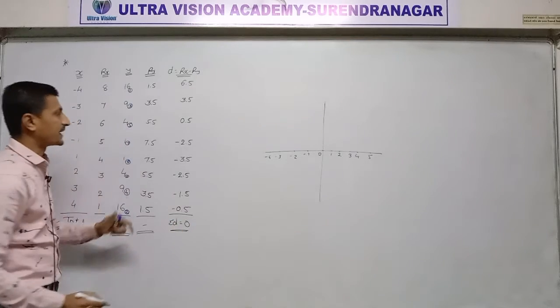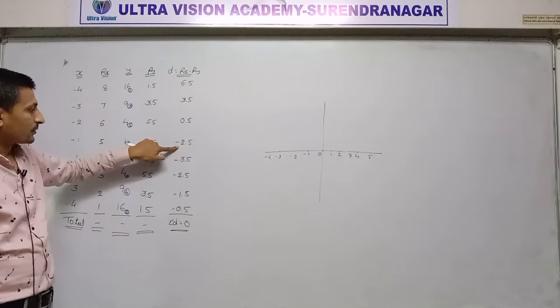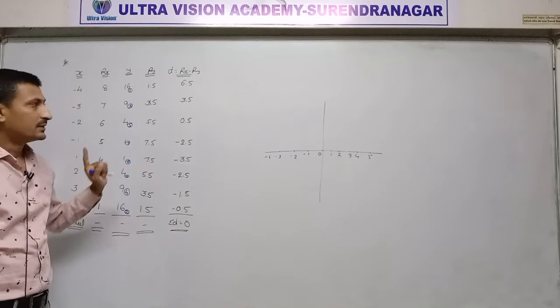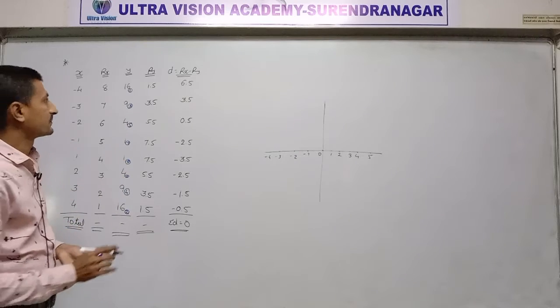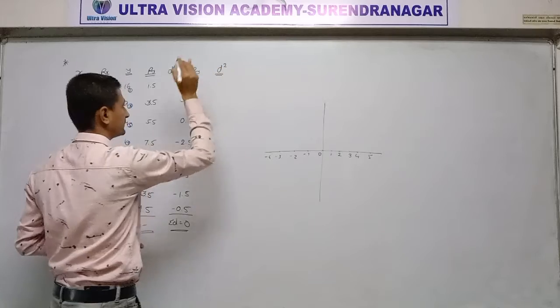Sigma d is always 0. Check it: the positive values add to 10.5 and the negative values add to 10.5, so plus and minus give 0. And the last column is d square.